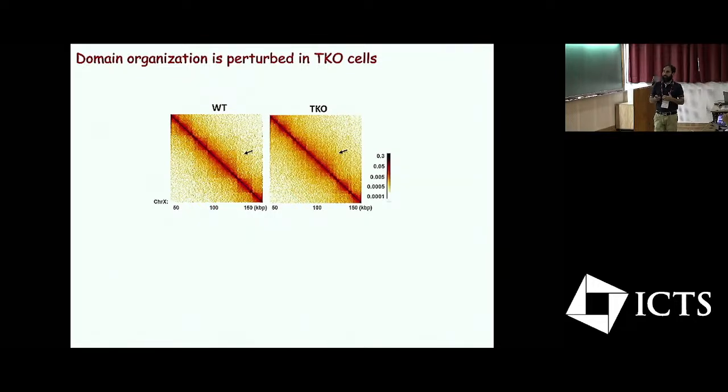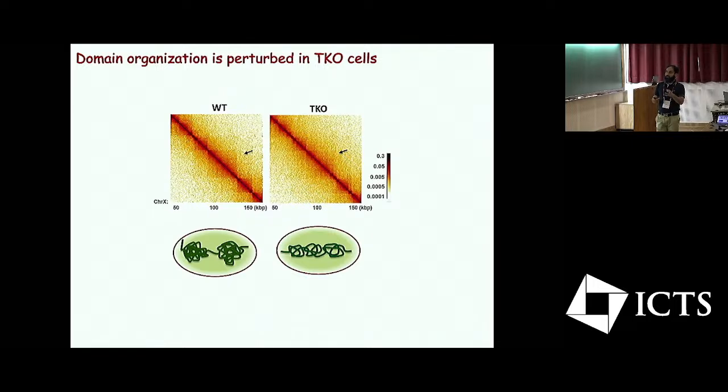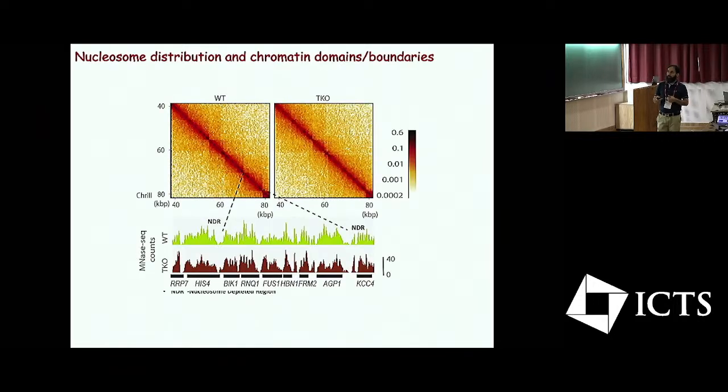So we quantified the insulation scores and so on across the genome. This is not just one site. So we can quantify it. We can see how much change there is in the boundaries as well as the insulation scores across the genome, suggesting that there is some level of change in the organization at the level of these chromatin domains.